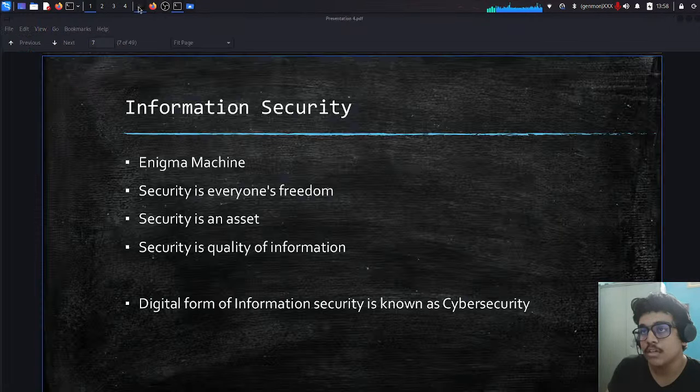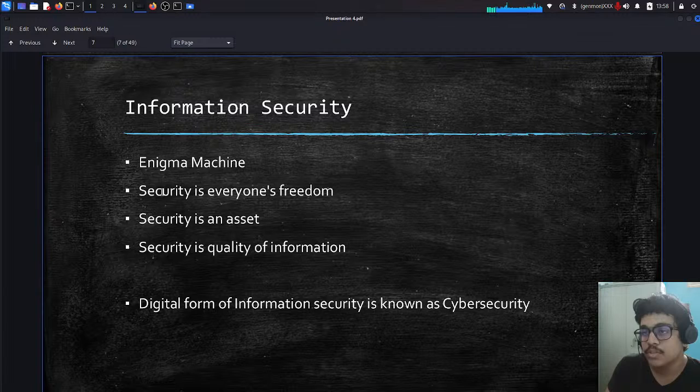Let's not go into how it is made here, but this was the first machine that was made in order to protect information. So security, as I have already discussed, is everyone's freedom and it is an asset. For example, if you have any piece of information such as an Aadhaar card, it is your freedom that you can use it anywhere, but it should be used only by you, not by another person. Security is the quality of information.